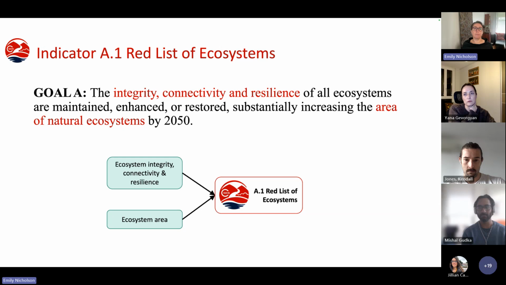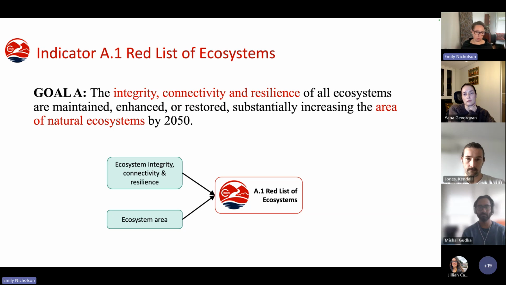Okay, so the red list of ecosystems, as a headline indicator, addresses and integrates several parts of Goal A, and it brings together information about change in area, integrity, connectivity, and resilience to estimate the risk of ecosystem collapse. It's a headline indicator for Goal A and for Target 1 on planning to halt loss in area and integrity, or loss of ecosystems. But it's also a component indicator for Target 3 on protected areas and a complementary indicator for Target 2 on restoration and Target 7 on pollution.